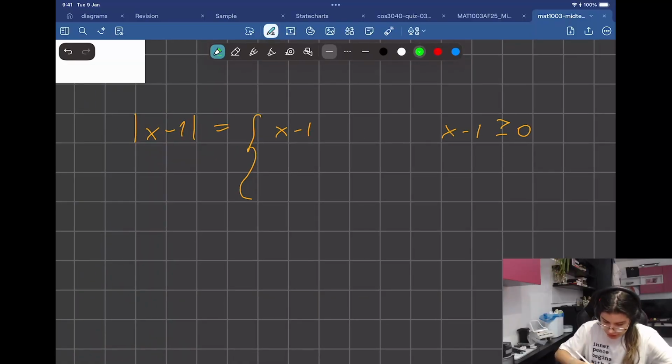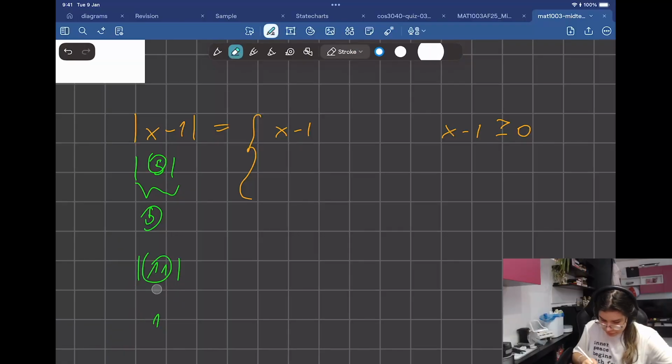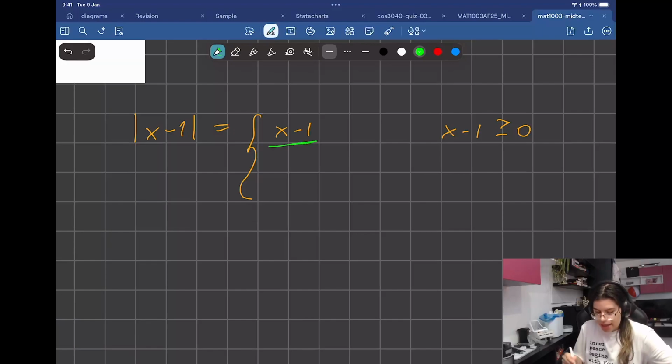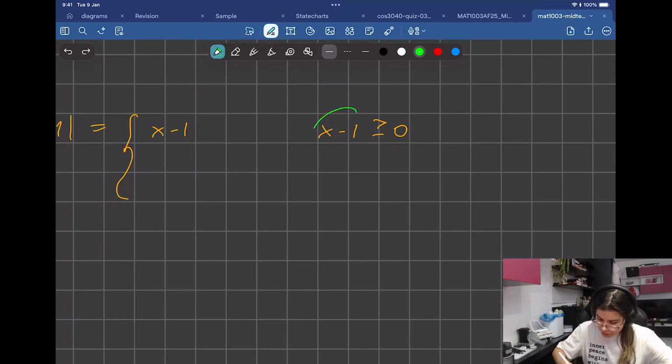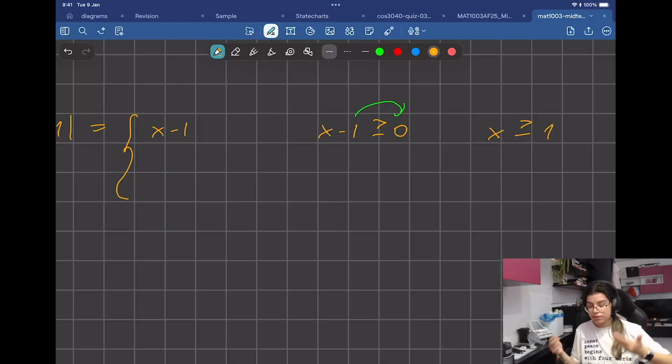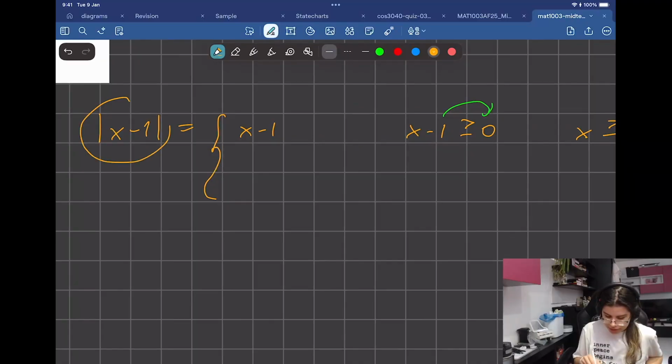So if you have modulus of 5, then the outcome is also just 5, right? If you have modulus of 11, then the outcome is also just 11. Therefore, modulus of x minus 1 would be just x minus 1 as long as that expression is greater than or equal to 0. And by the way, whenever you have such an inequality, it's best to move this to the other side with the opposite sign. So it's going to be x greater than or equal to 1. So whenever x is greater than or equal to 1, the result of this modulus is just x minus 1.